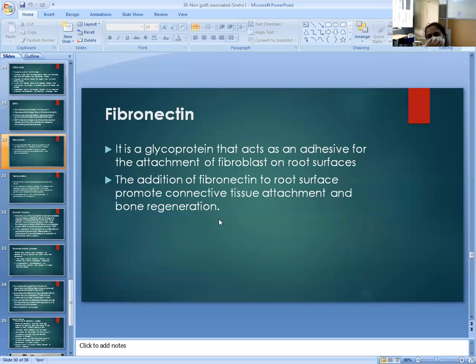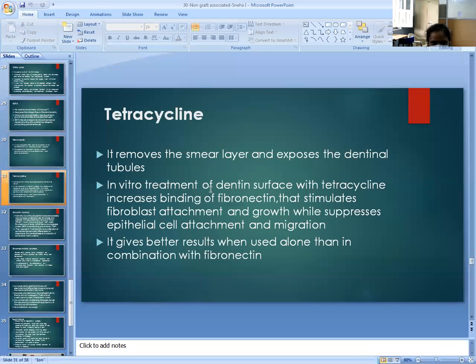Fibronectin is a glycoprotein. It acts as an adhesive for attachment of fibroblasts on the root surface. It is a connecting protein. So the addition of fibronectin to the root surface promotes connective tissue attachment and bone regeneration.